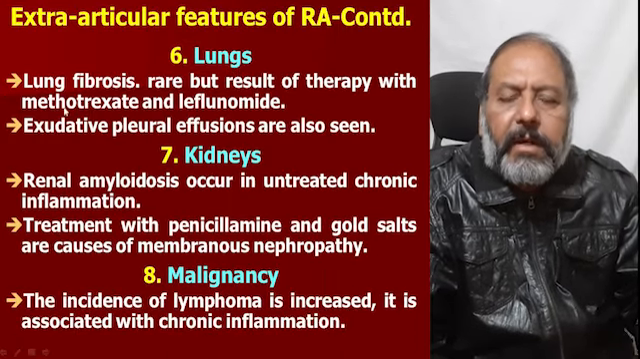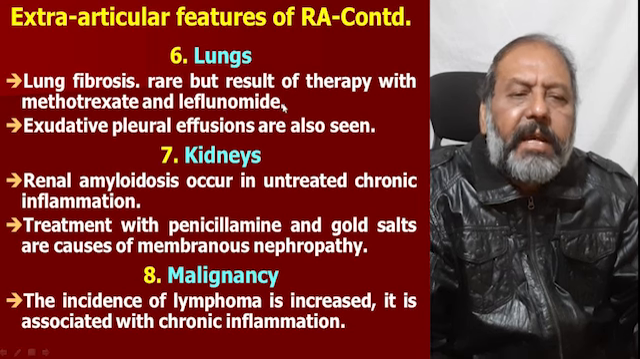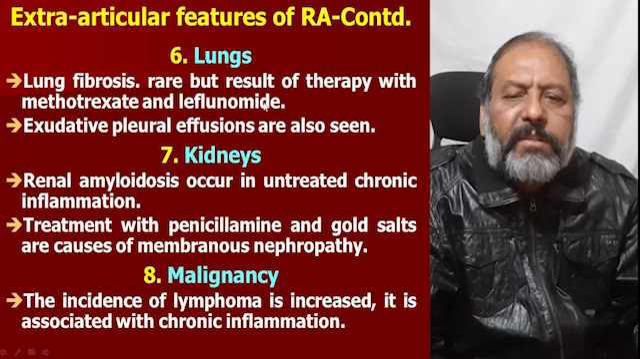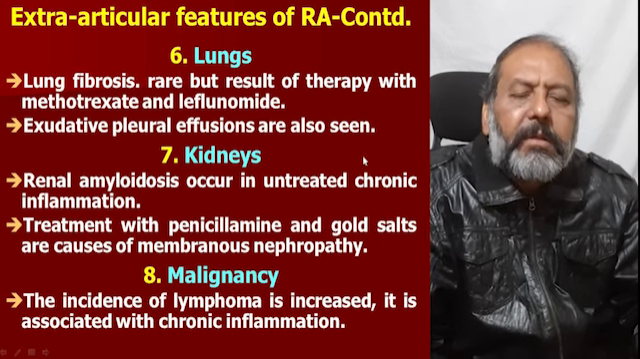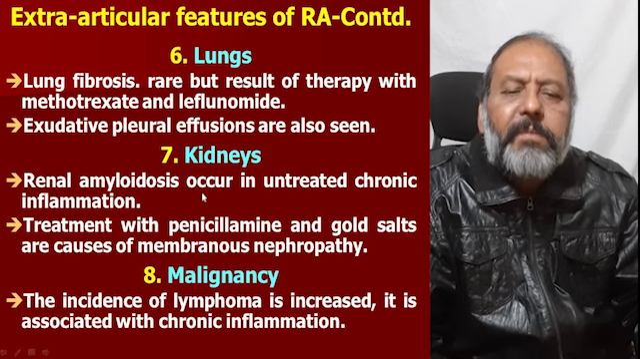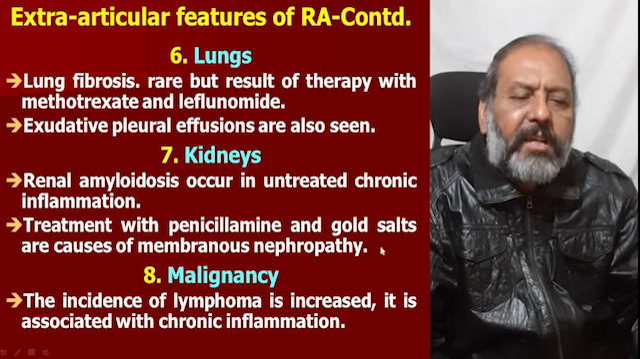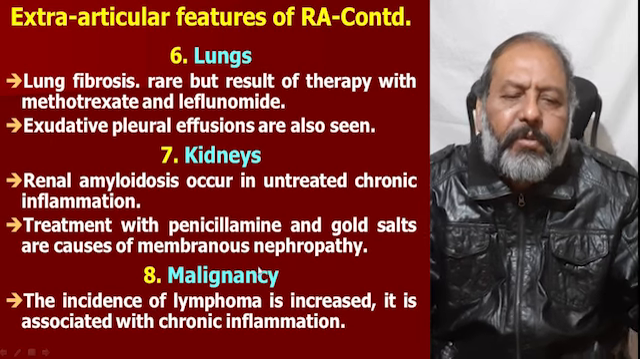Now, sixth, I have already told you, the lungs: lung fibrosis, rare but a result of therapy with methotrexate and leflunomide, which leads more to the involvement of the lung when these drugs are being used. There is exudative pleural effusion also seen, I have already shown you in the previous slide. And the kidneys, I have told you, renal amyloidosis occurs in untreated chronic inflammation. Treatment with penicillamine and gold salts are causes of membranous nephropathy.